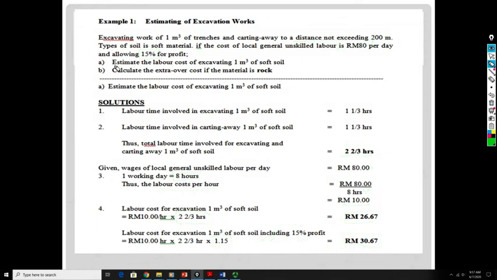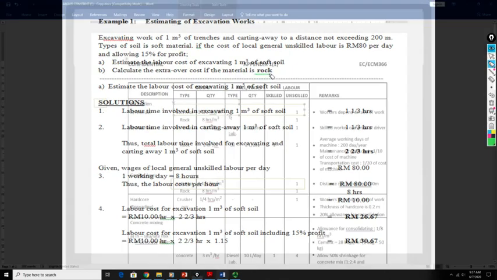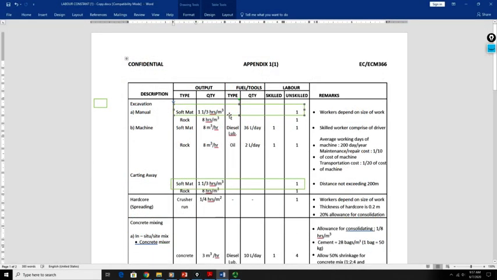Next, for question B, calculate the extra over cost if the material is rock. So we need to refer to the appendix. Now we are going to use the information for the rock. And then we look for the excavation. The time spent will be 8 hours for 1 meter cube. The same thing for cutting away. You need to spend 8 hours for 1 meter cube.